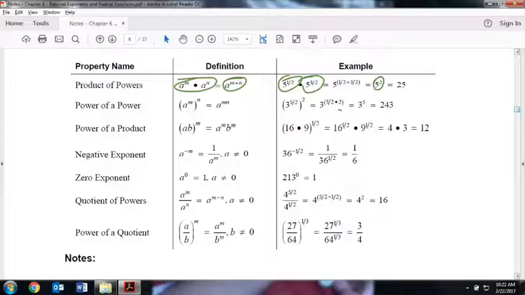All right, same idea. If I'm dividing, which I don't know why they put it way down here, you subtract the exponents. All right, you subtract those exponents. So in this case, it's 5/2 minus 1/2, which is again 2.